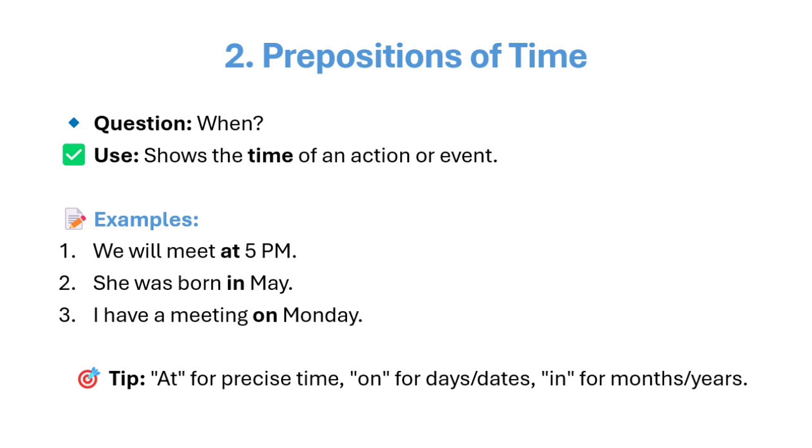See the tip which is very important here. At we use for precise time, to indicate the exact time. Now see the second one, that is on. On we use for days or dates. In we use for months and years. So there are only three prepositions and you got to know how we can use them. Now let's move to the next type.